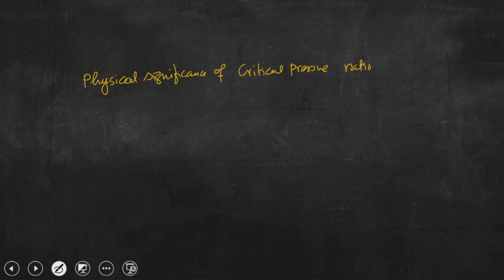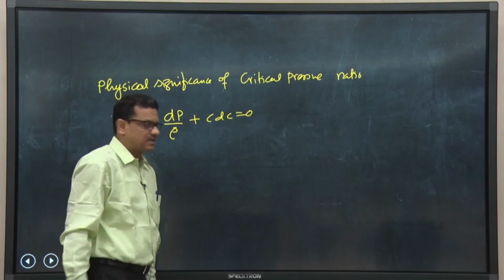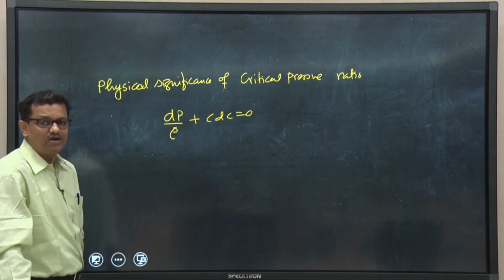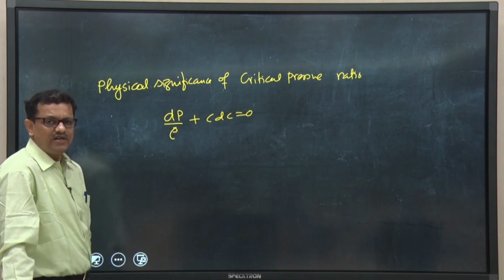So, if we start from that particular equation, that is dP by rho plus CdC equal to 0, right. That equation we are getting from CdC plus dH equal to 0, and we are substituting the value of dH by dP by rho from the state property relation, TdS is equal to dH minus VdP. For an isentropic process, dS equal to 0, so we can write dH equal to VdP, that is dP by rho.